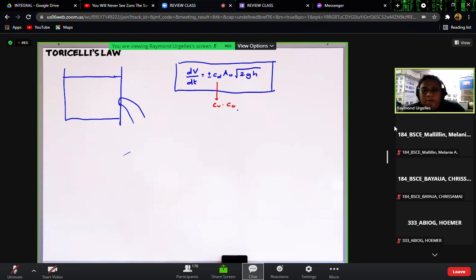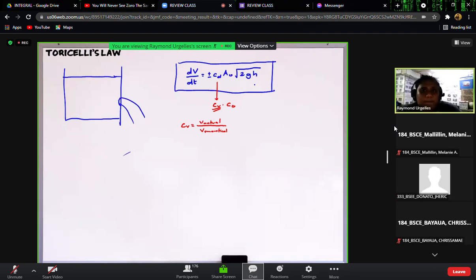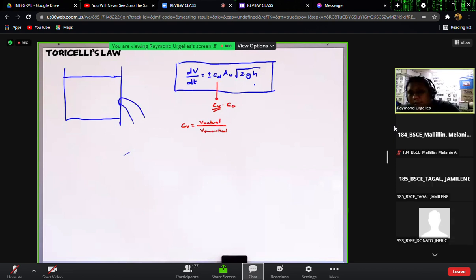Yung coefficient of velocity natin is the ratio between the actual velocity and the theoretical velocity natin. Itong square root of 2GH kasi, this is our theoretical velocity. Kaya para magamit natin yung actual velocity, kailangan natin siya i-multiply ng coefficient of velocity. Coefficient of velocity accounts for the friction, yung iba pang properties ng fluid natin habang dumadaan siya dun sa orifice natin.